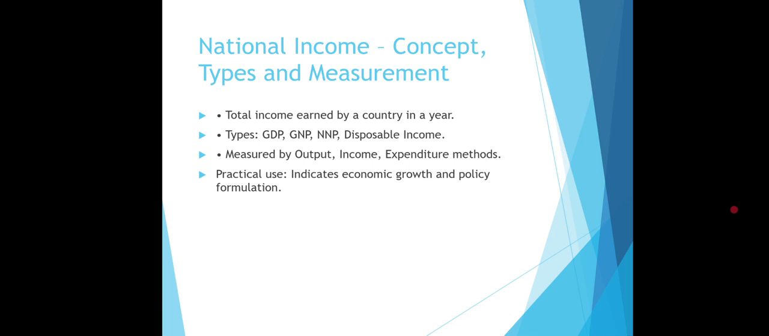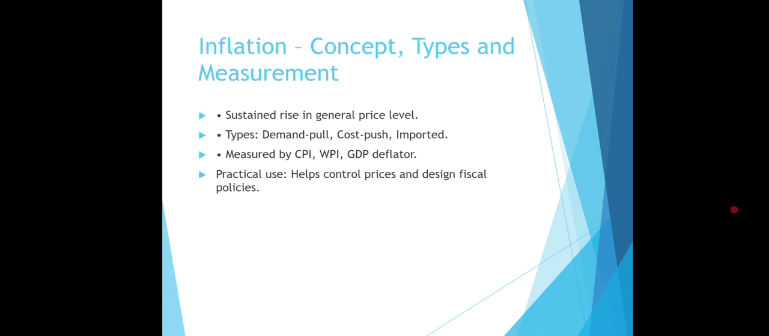So why do we need to study national income? Basically it shows the economic health of the country, so that's why we need to understand national income, its concept, its types, and how we measure it. Okay, so let's see the practical use of national income. It is basically used by the government and businesses for policy and investment planning. And the last topic we have is inflation: concept, types, and measurement.